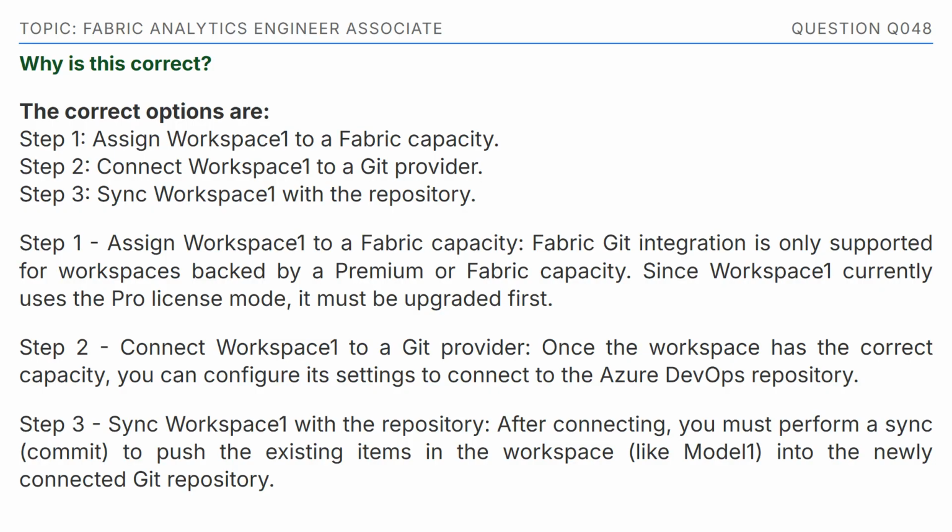Why are these options correct? Because Step 1, assign Workspace 1 to a Fabric capacity, Fabric Git integration is only supported for workspaces backed by a premium or Fabric capacity. Since Workspace 1 currently uses the Pro license mode, it must be upgraded first. Step 2, connect Workspace 1 to a Git provider. Once the workspace has the correct capacity, you can configure its settings to connect to the Azure DevOps repository. Step 3, sync Workspace 1 with the repository. After connecting, you must perform a sync commit to push the existing items in the workspace, like Model 1, into the newly connected Git repository.